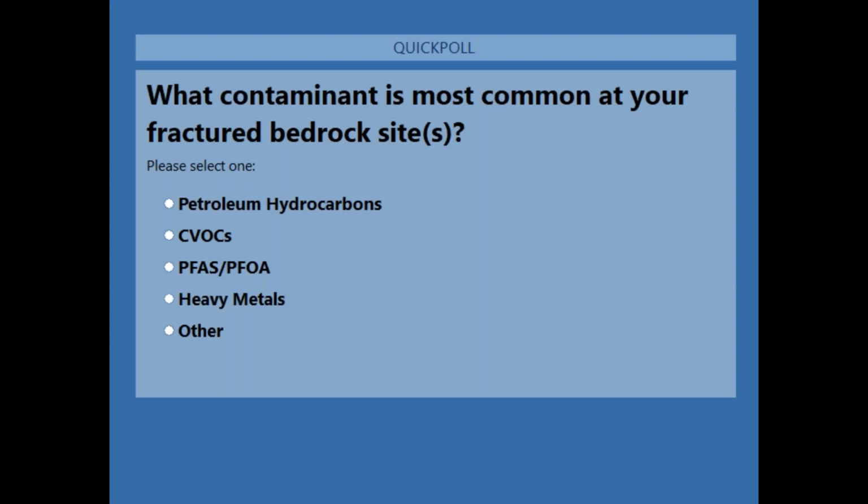What contaminant is most common at your fractured bedrock site or sites? Give everybody a minute to look at that and vote. Looks like we're about 79% voted thus far. Give everybody a few more seconds to vote.